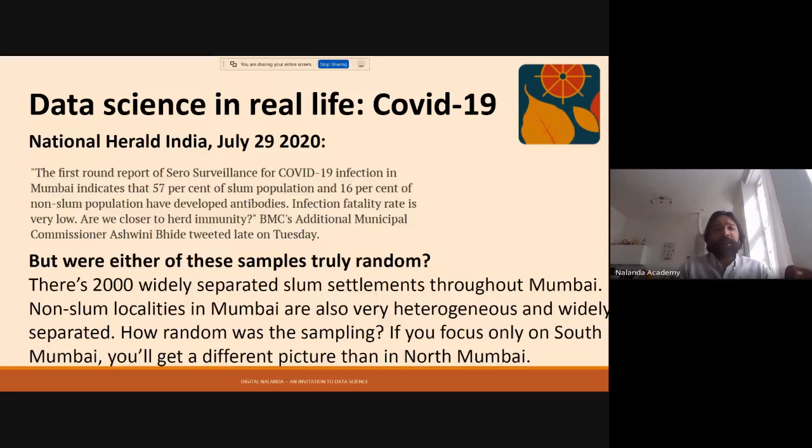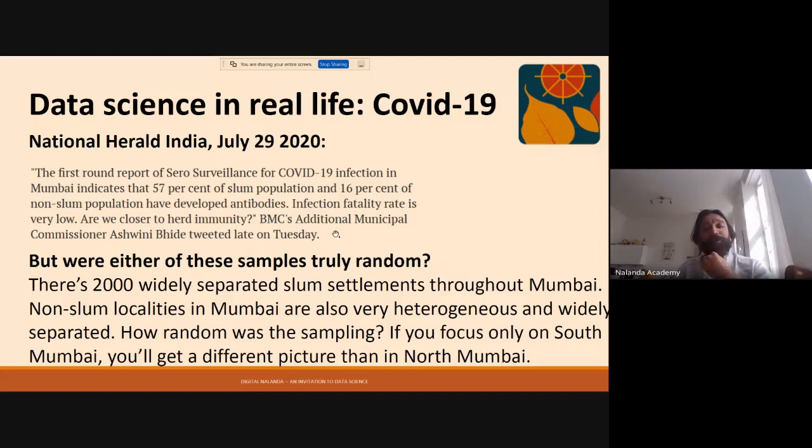And the reason is that they did what they called a seroprevalence study for COVID-19. So they went and did what they thought was random testing for people in different parts of the city. And they said that 57% of the slum population and 16% of the non-slum population had been infected.